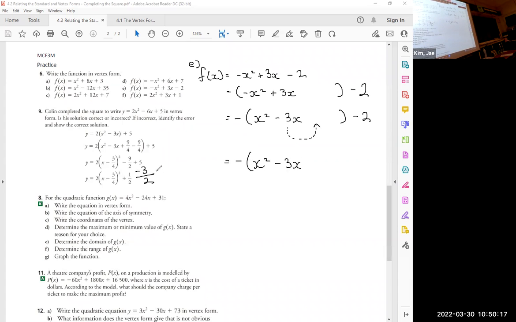-3 divided by 2 is -3/2. Some of you wrote it as -1.5. That's okay. If I square that, -3 times -3 is a 9. 2 times 2 is a 4. 9/4. Some of you wrote that as 2.25, and that's okay too. I'm going to keep it as that.